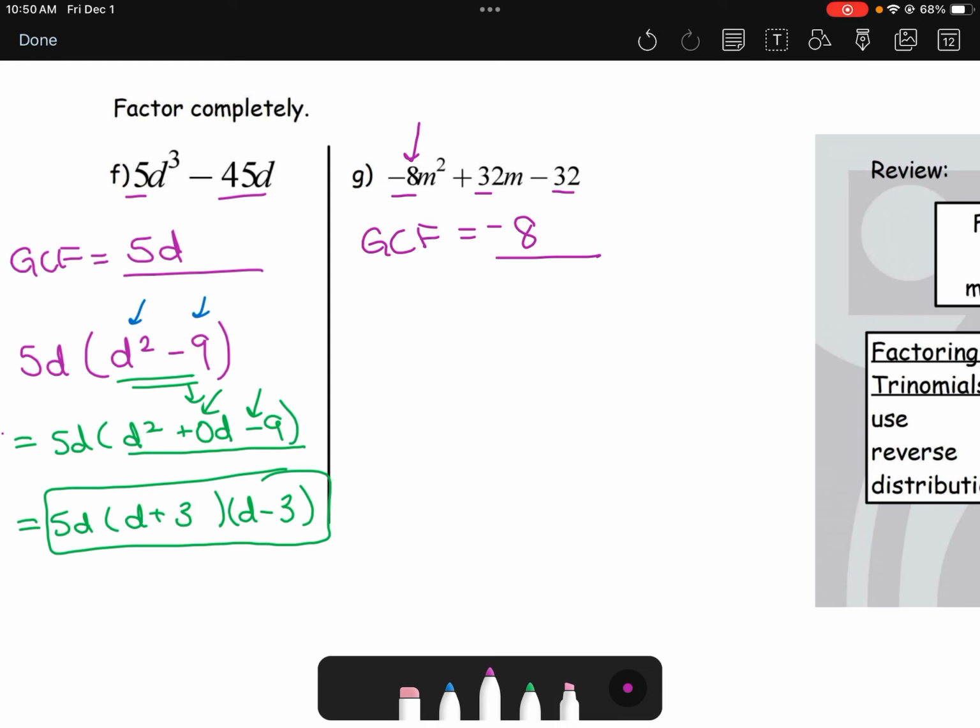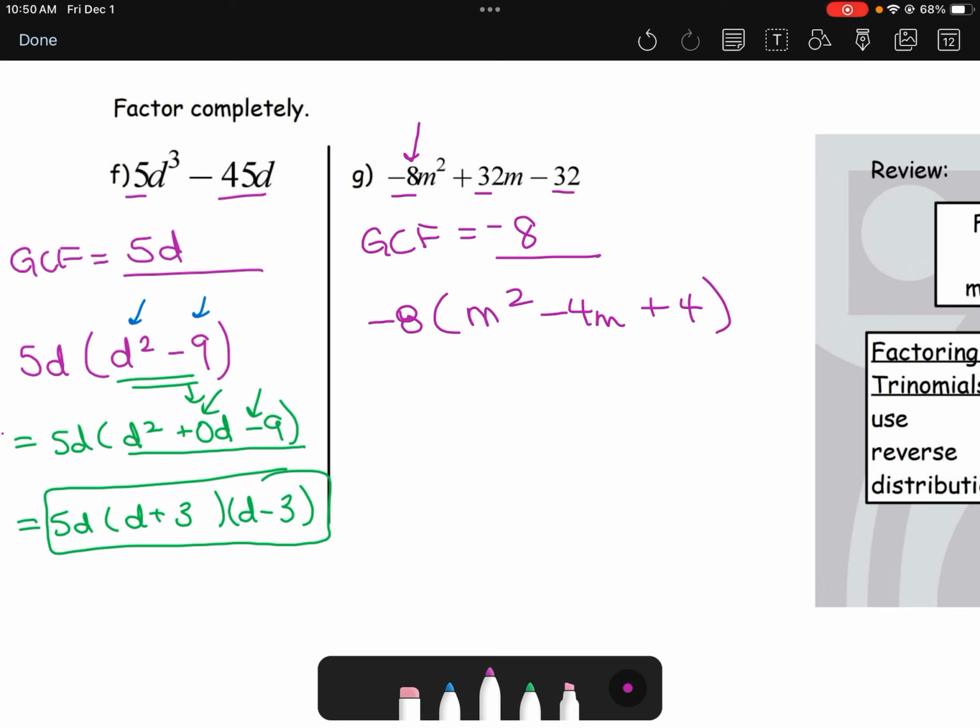Just an FYI, you can factor if it's negative in the front, but it just gets a lot more complicated, and then technically our A value isn't 1. So unless you're really, really good at math, I highly recommend just taking out that negative. And then we don't have any variables there, so our GCF is just that negative 8. So let's go ahead and take out a negative 8. So I get m squared minus 4m plus 4.